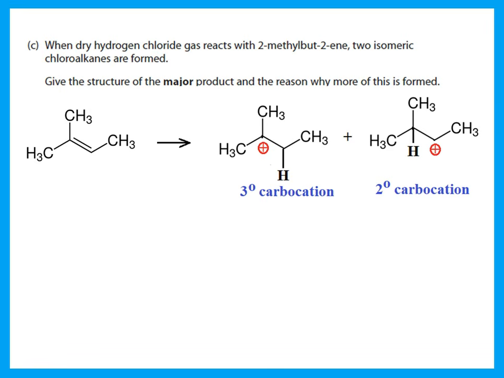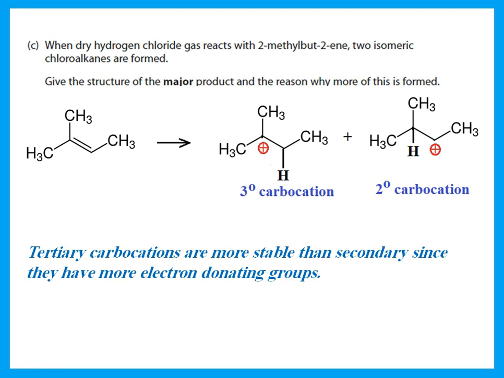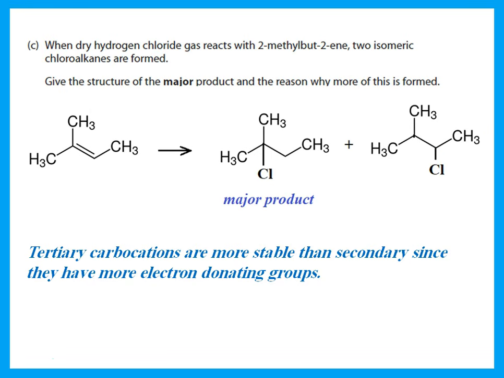So if I add the hydrogen in one way, it gives a tertiary carbocation. If I add it on the other carbon, it gives a secondary carbocation. Remember that a tertiary carbocation is more stable than a secondary. This is because they will have more electron donating groups. So the chloroalkane from the tertiary carbocation would be my major product.